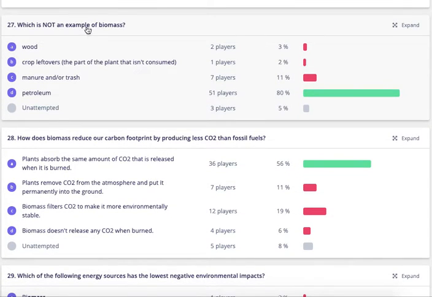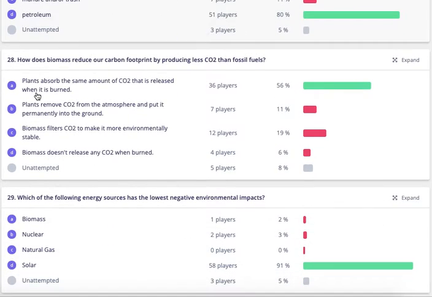Not an example of biomass. You're looking for the one that isn't a direct result from living matter. Petroleum. Yes, it comes from living things, but millions of years ago, so it's a different category now. It's petroleum. How does biomass reduce our carbon footprint?